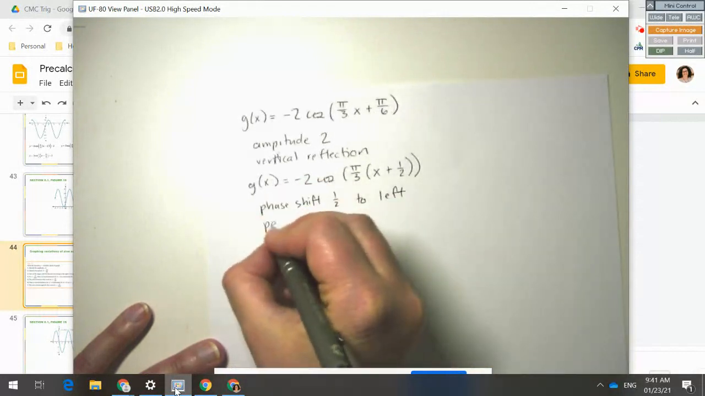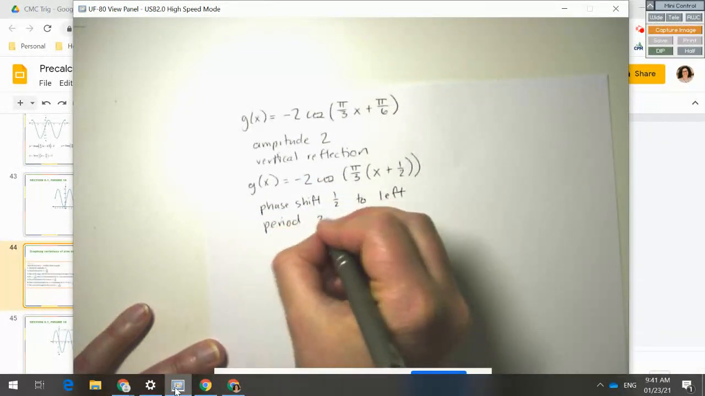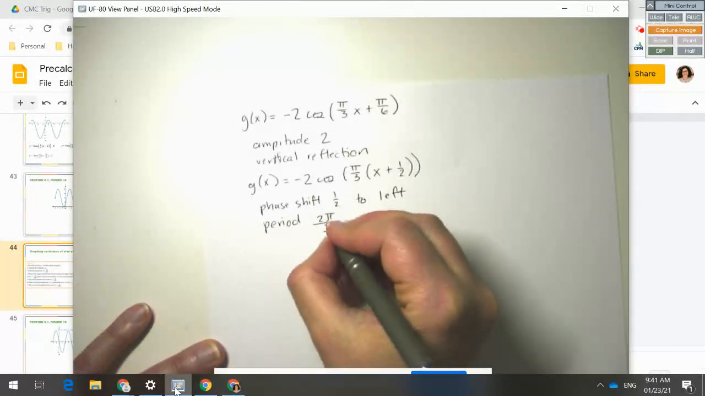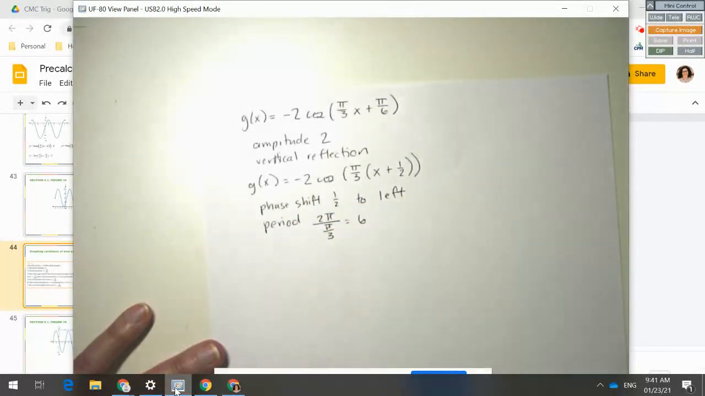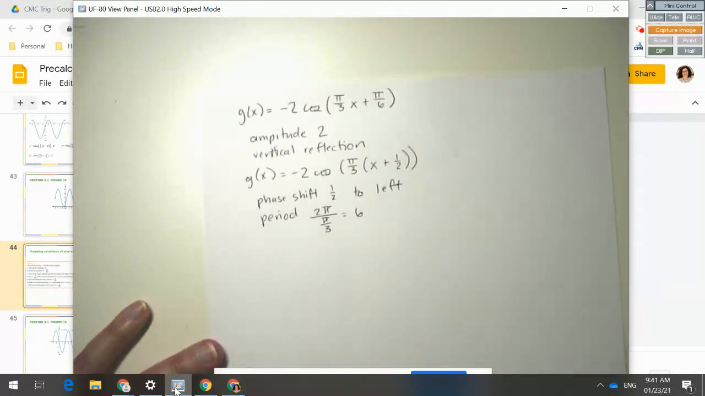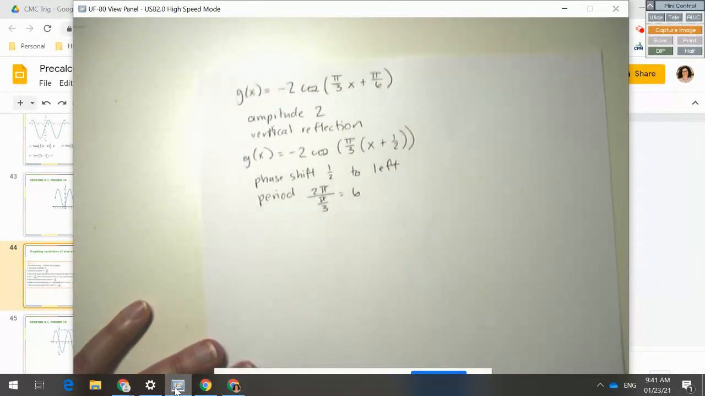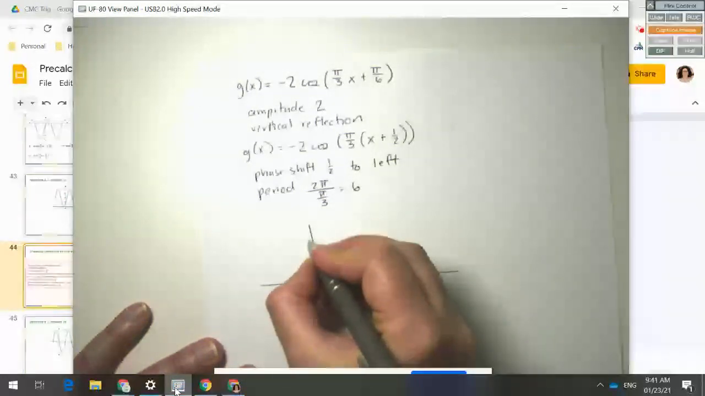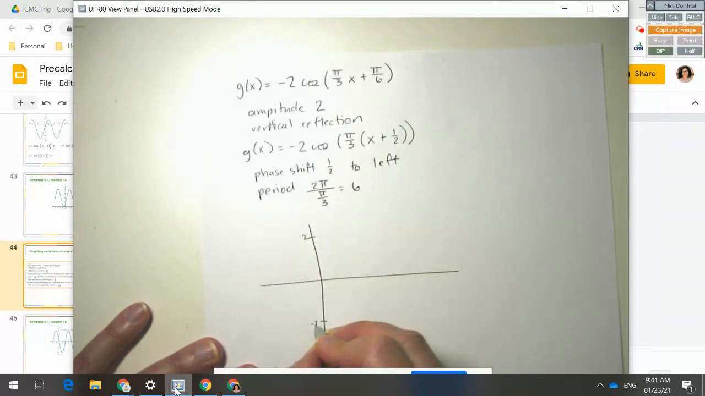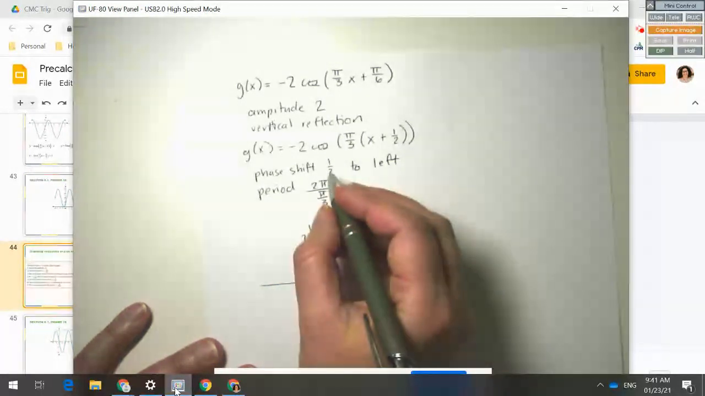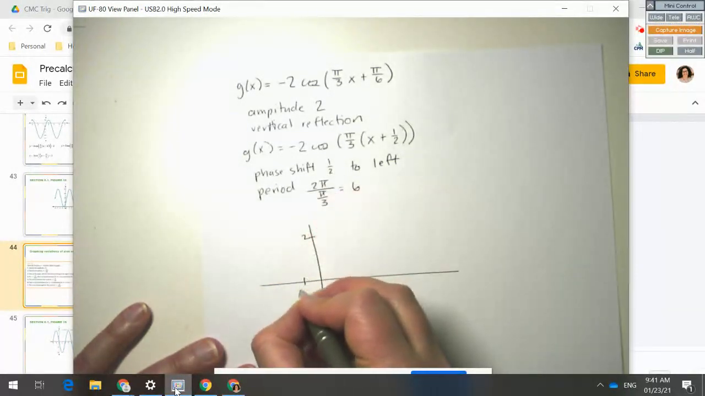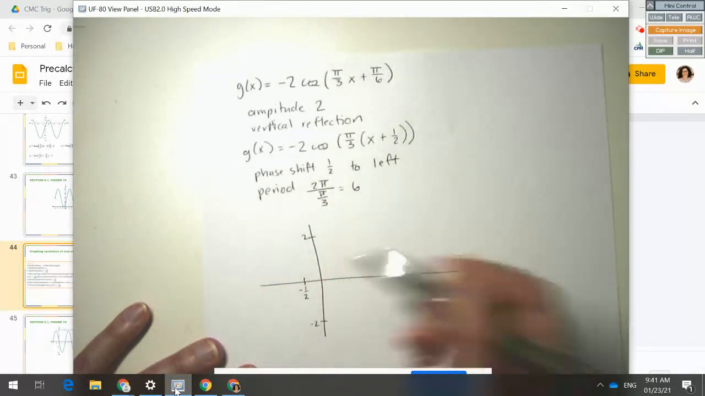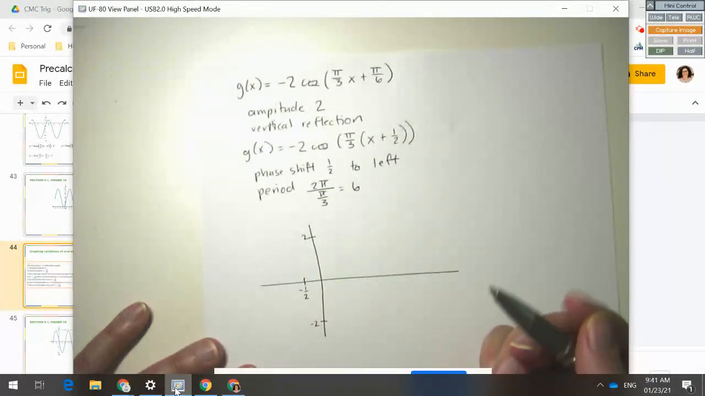And my period is 2 pi divided by pi thirds. So let's see, the pi's cancel. I multiply, I get a 6. Okay. So let's put all this together. We're going to go from -2 to 2. Our phase shift is 1/2 to the left. So here's -1/2. That's where our period is going to begin. And our period is 6. So it's kind of a pain. That's a fraction, but that's how it goes.